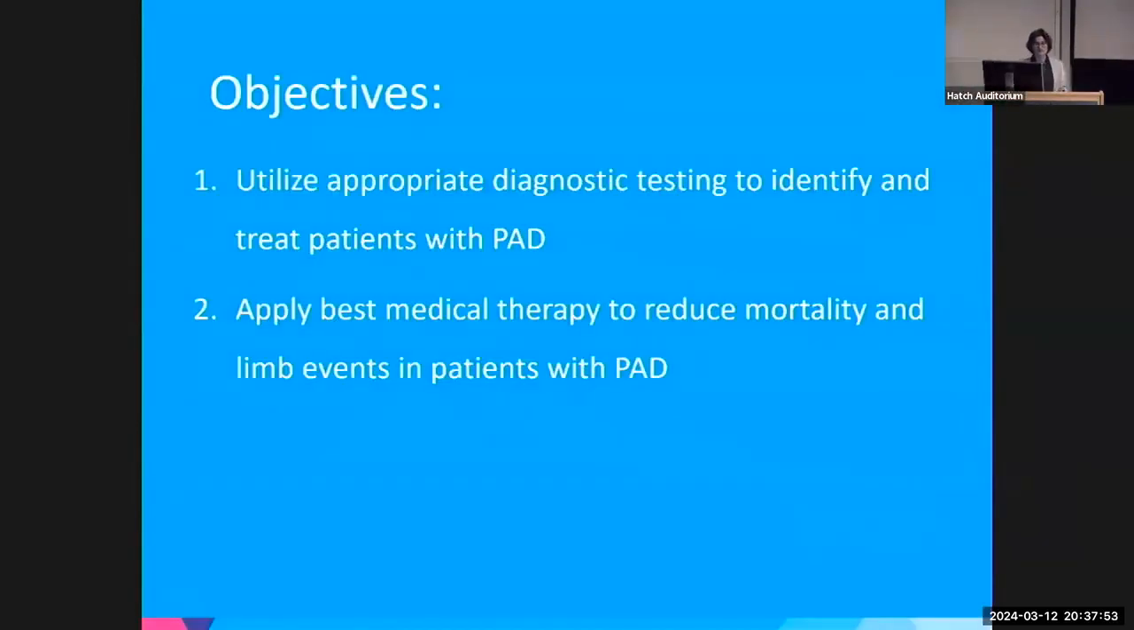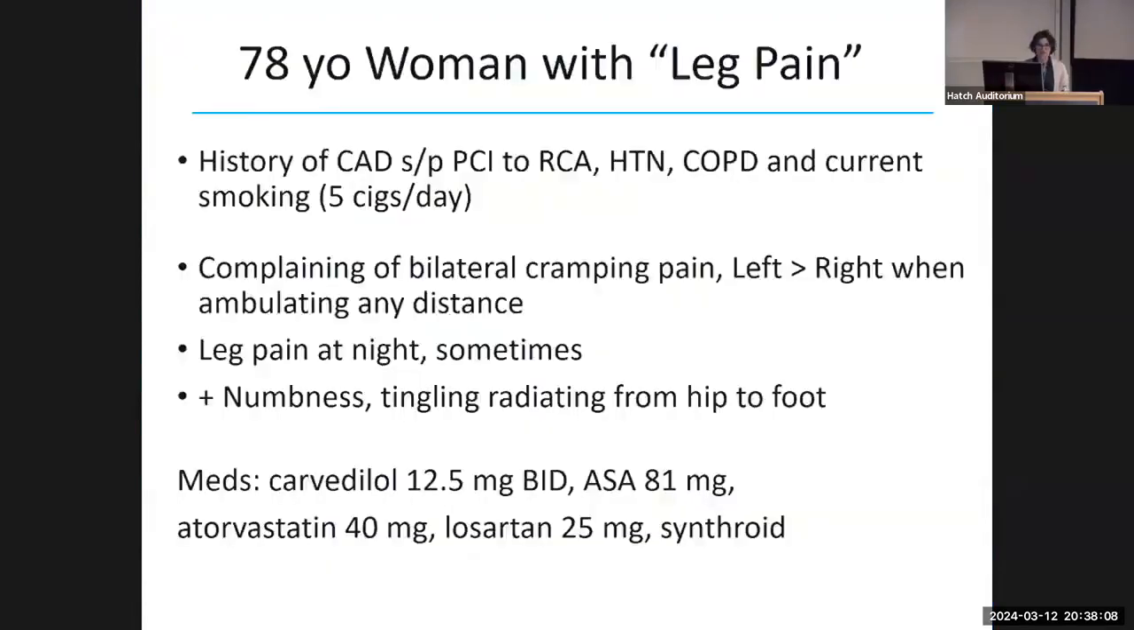So in terms of the objectives for this talk, first, by the end, I hope you'll be able to utilize appropriate diagnostic testing to identify and treat patients with PAD. And second, apply best medical therapy to reduce mortality and limb events in patients with PAD. So we'll start with a case.